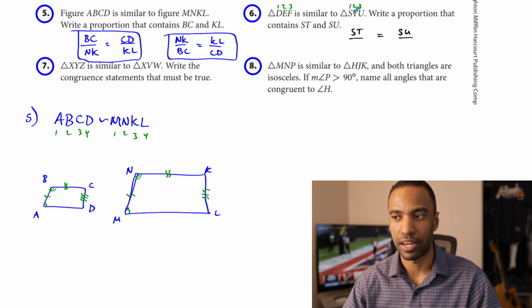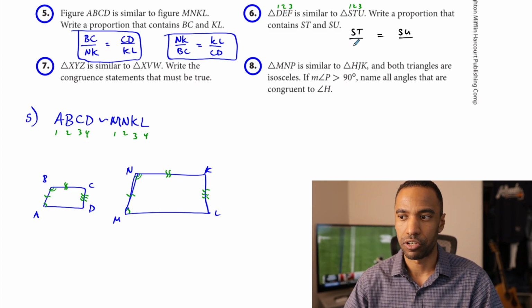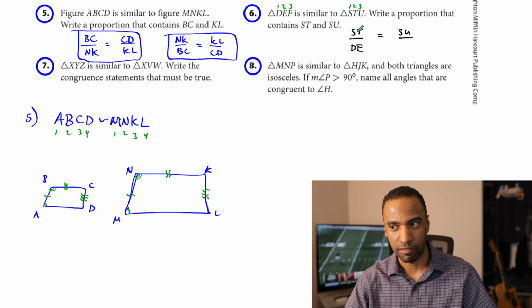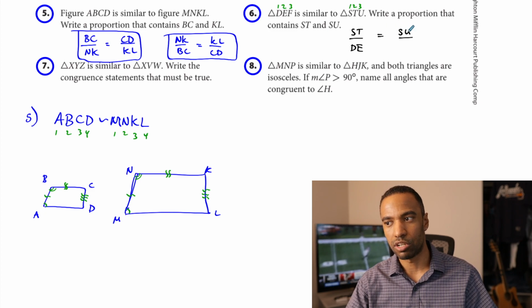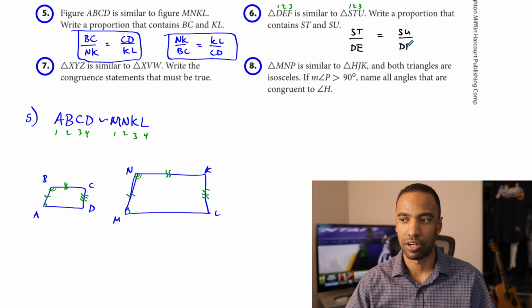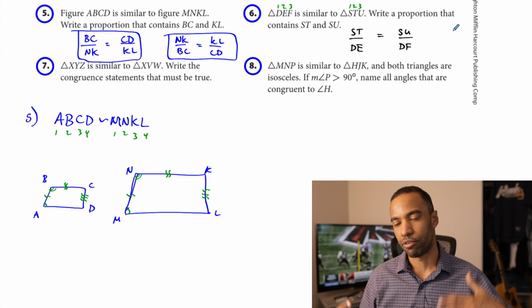ST are the first and second letters here. DE are the first and second letters here. So DE, that segment length, corresponds with ST in such a way that when I divide this by this, it'll be equal to dividing SU, first and third letters, by DF, the first and third letters there, as far as the segment goes for these two triangles.